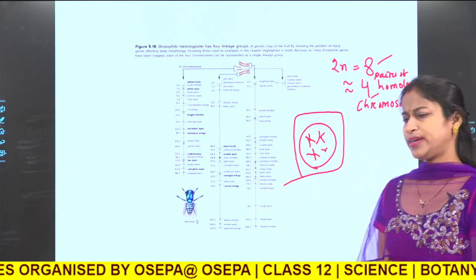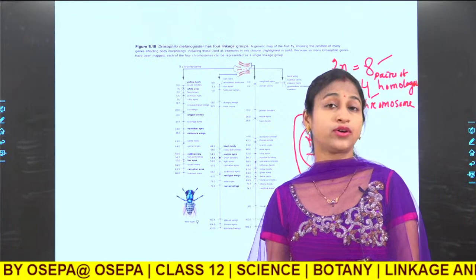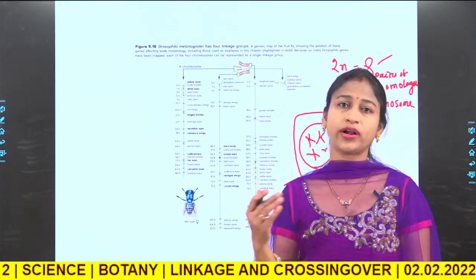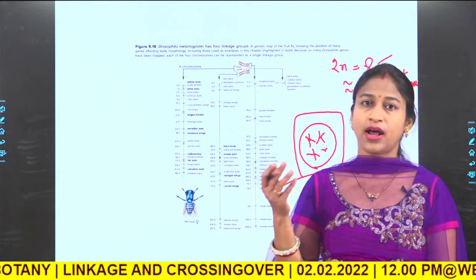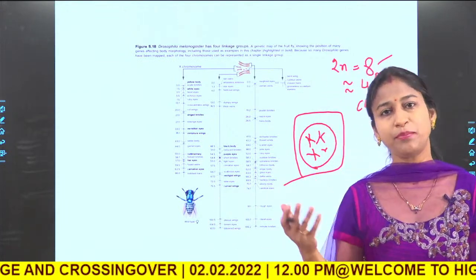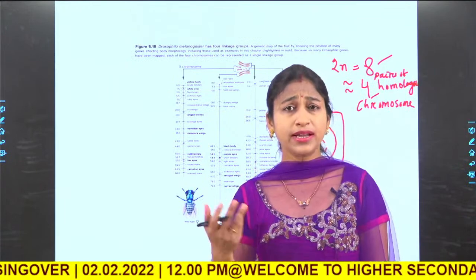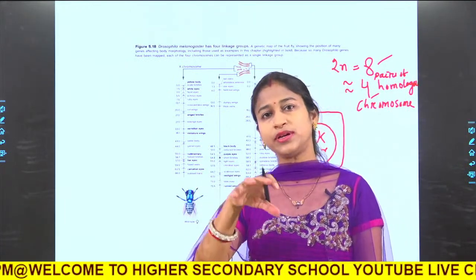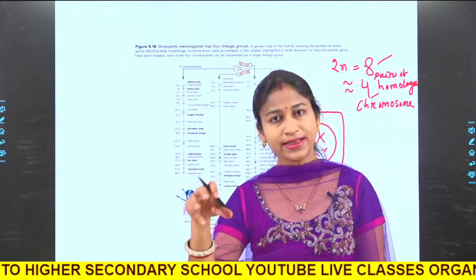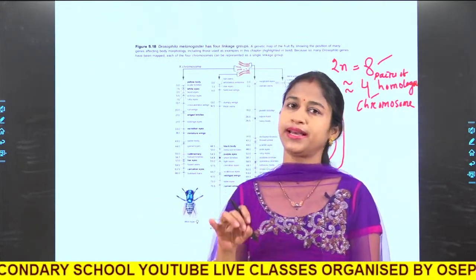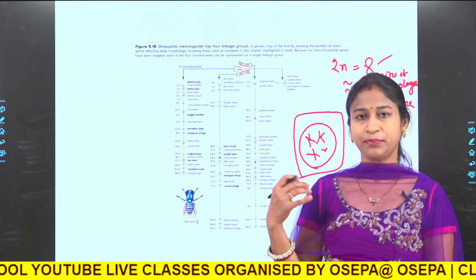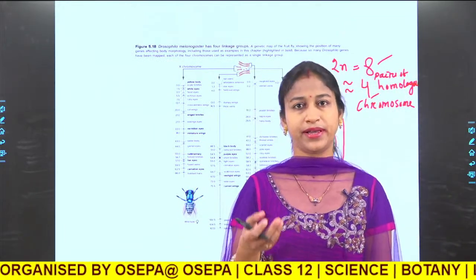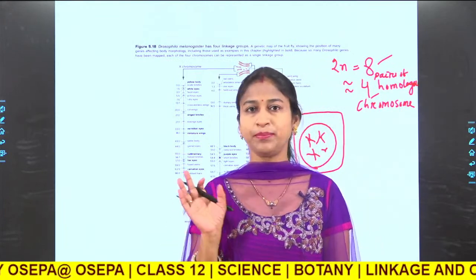For example, in human beings, how many chromosomes are there? The diploid chromosome number is 46, or exactly 23 pairs of chromosomes. How many linkage groups are possible in this case? The haploid number is 23, so 23 linkage groups are possible in human beings. In pea plants, 2n is equal to 14, so 7 linkage groups are possible.